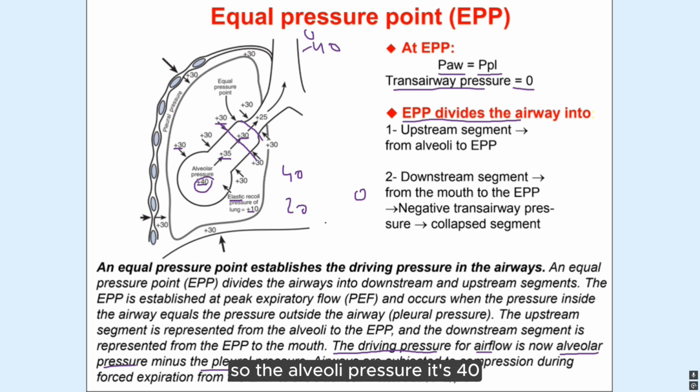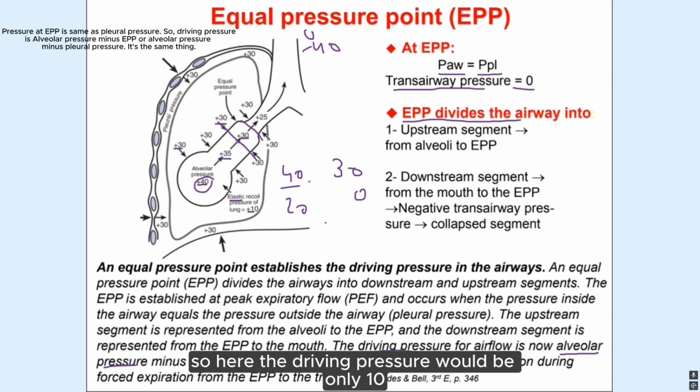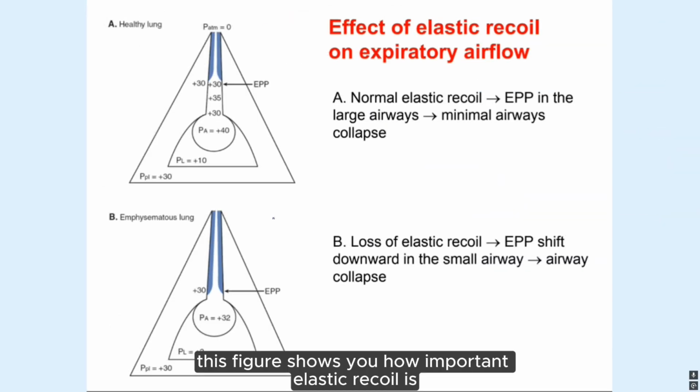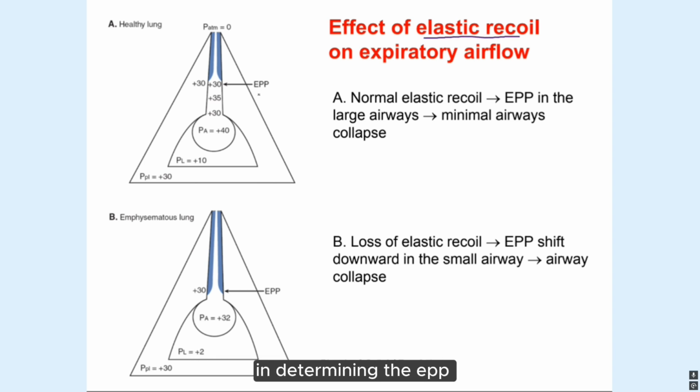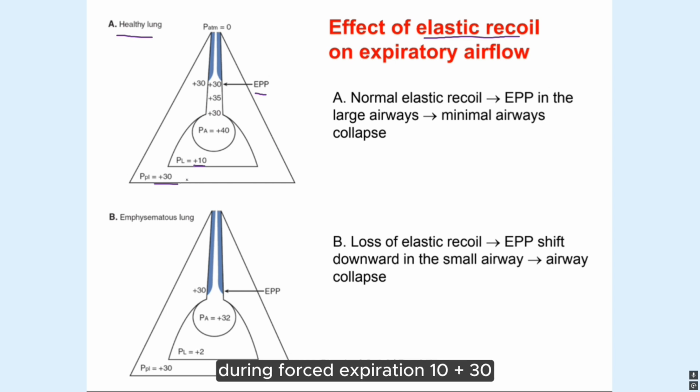So the alveoli pressure is 40. At the EPP, the pressure is 30. So here the driving pressure will be only 10. It won't be 40. This figure shows you how important elastic recoil is in determining the EPP. So you can see in a healthy lung, the elastic recoil would be around 10. And the pleural pressure, let's say it's around 30 during forced expiration. 10 plus 30, this gives us an alveolar pressure of 40.